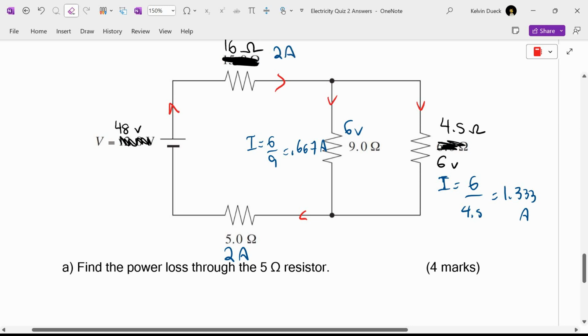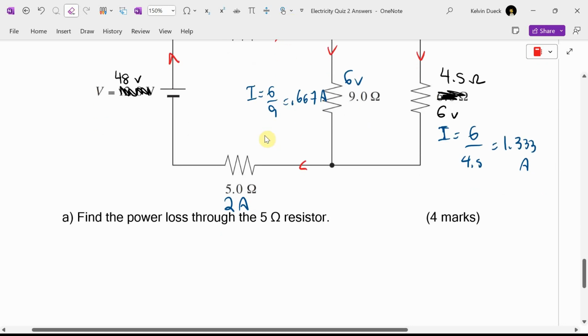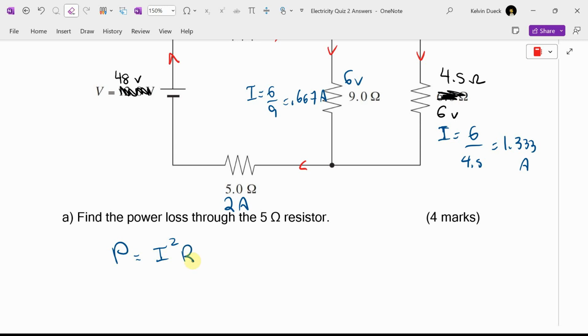And 2 amps. Now they wanted the power loss through the 5 ohm resistor. I'm technically done. I could find the voltage, but I know power is also I squared R from my formula sheet. And so it's going to be 2 squared times 5. 2 squared is 4 times 5. I think it's going to be 20 watts.